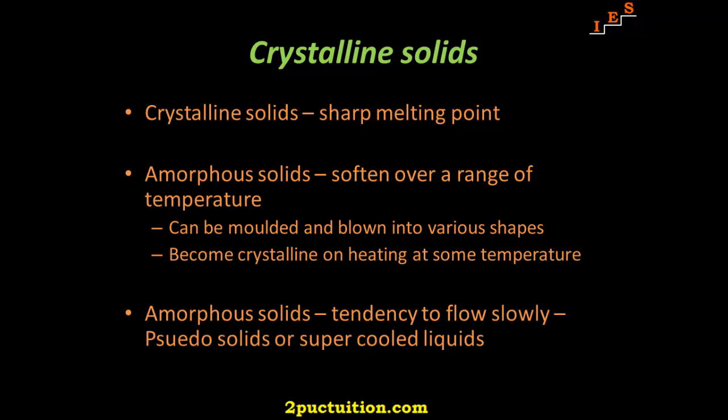Glass panes fixed to windows of old buildings are invariably found to be slightly thicker at the bottom than at the top. This is because the glass flows down very slowly and makes the bottom portion slightly thicker.